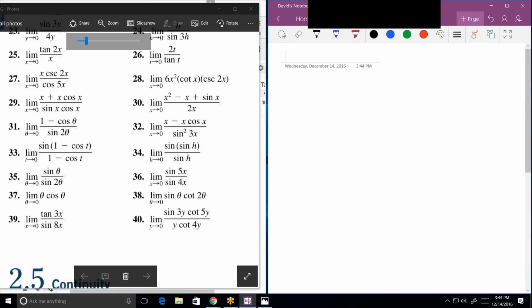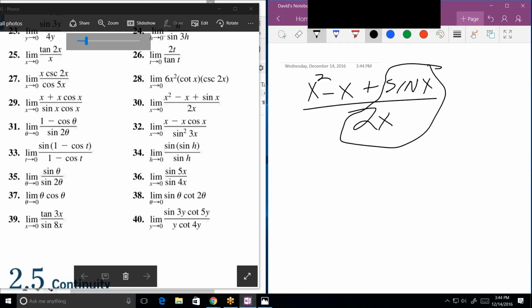All right, 30. What are we going to do at the top? Oy, it's ugly. No, not that ugly. So it's x squared minus x plus sine x, and we work with that. First of all, tell me, can we work with that? In other words, if I gave this problem only to you, would you be able to figure out its limit as x goes to 0?